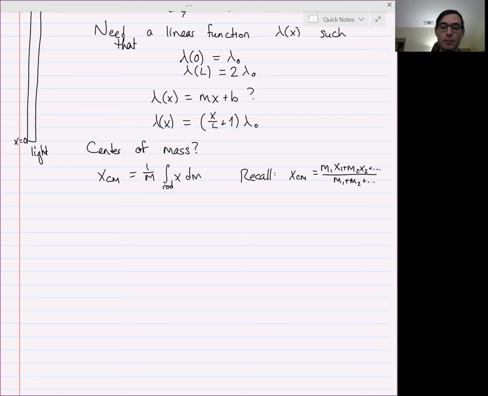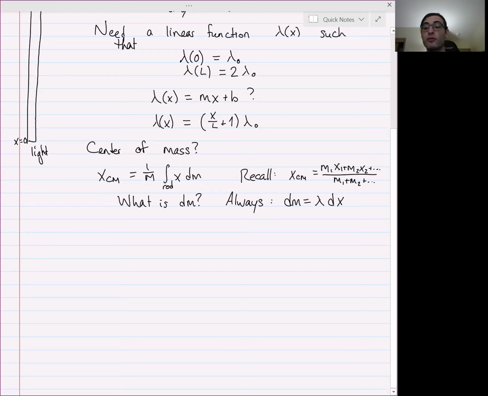Right, okay, but what is dm? Well, remember last time, we want to know what dm is in terms of dx, because we want to do a spatial integral. We want to add up the chunks as we go higher up in x. We don't want to add up the chunks as we go higher in m. That's not a very sensible thing to do. But remember from last time, it's always the case that dm is equal to lambda dx.